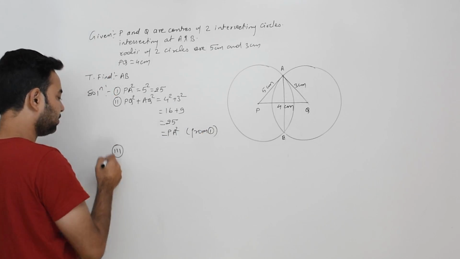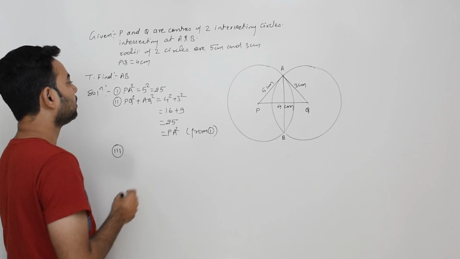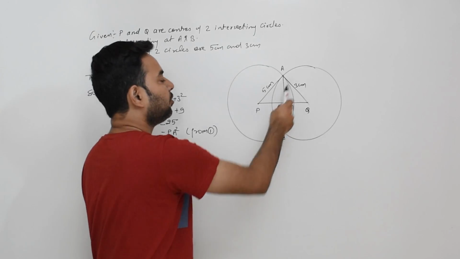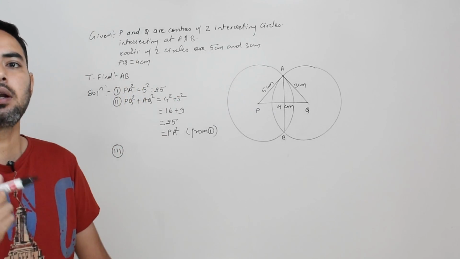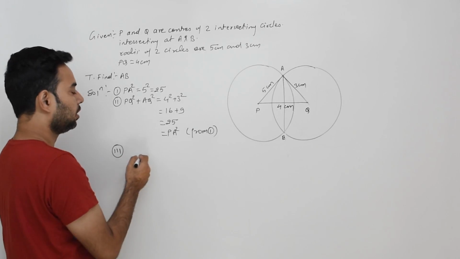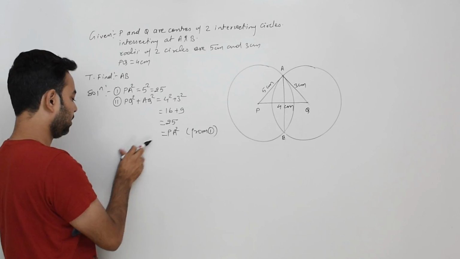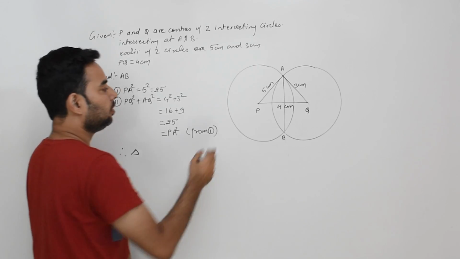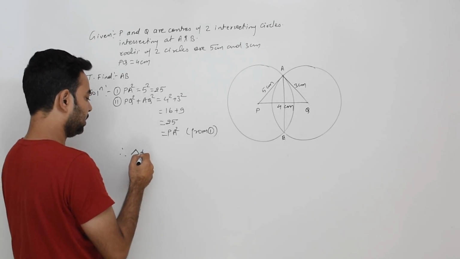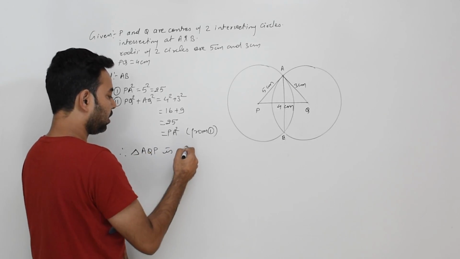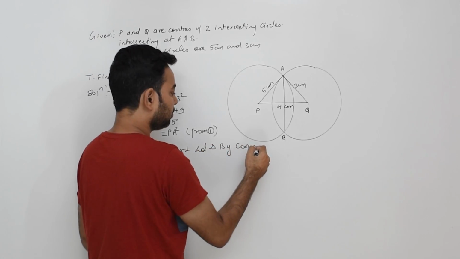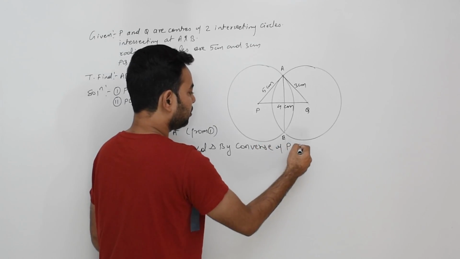It means that this square of one side is equal to the sum of squares of the other two sides, then the triangle is a right angle triangle by the converse of Pythagoras theorem. Therefore triangle PAQ, or PQA, that is AQP, is a right angle triangle by the converse of Pythagoras theorem.